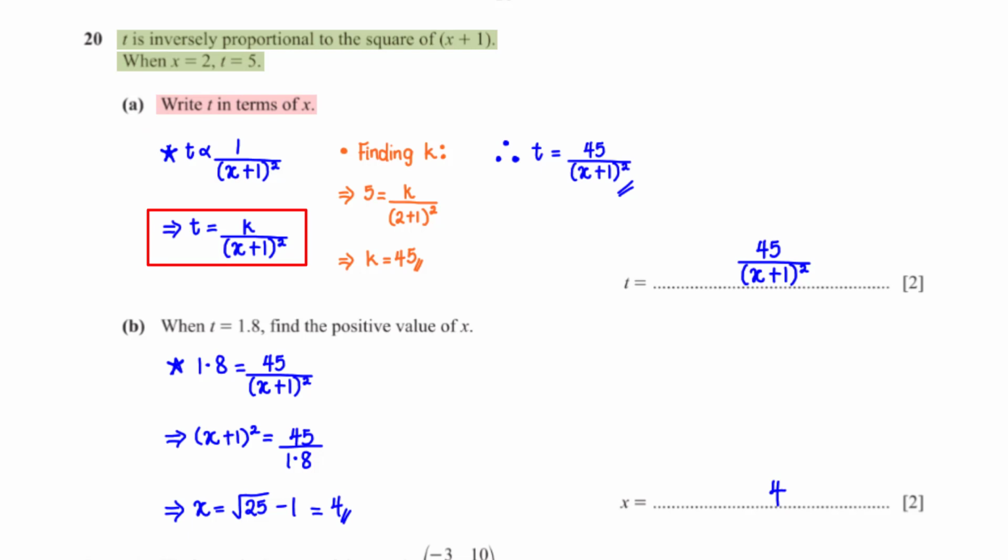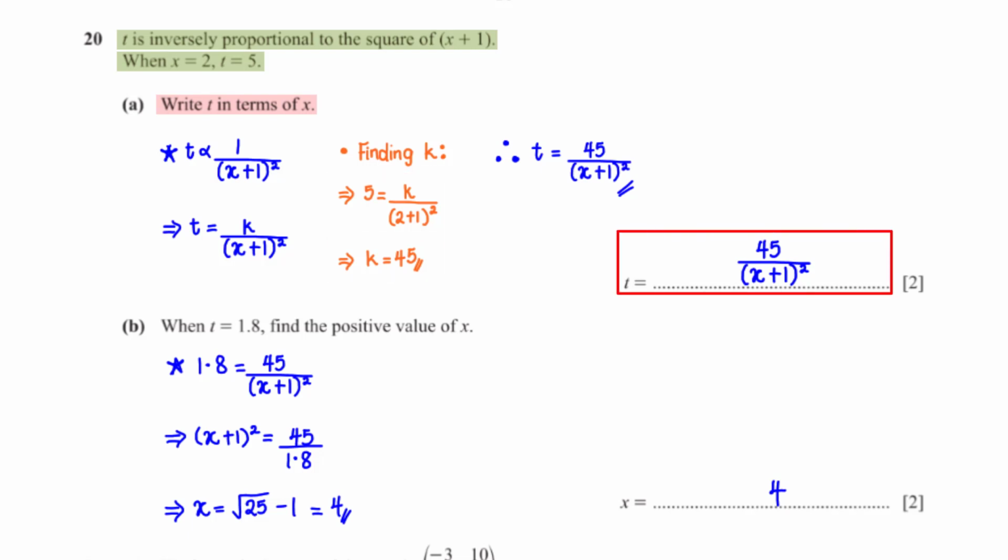From here, we need to find the value of k. We can get the value of k by substituting the values of x and t given in the question. This gives us 5 equals k divided by (2 plus 1) squared. When we make k the subject, we get 45. So now we have t equals 45 over (x plus 1) squared.